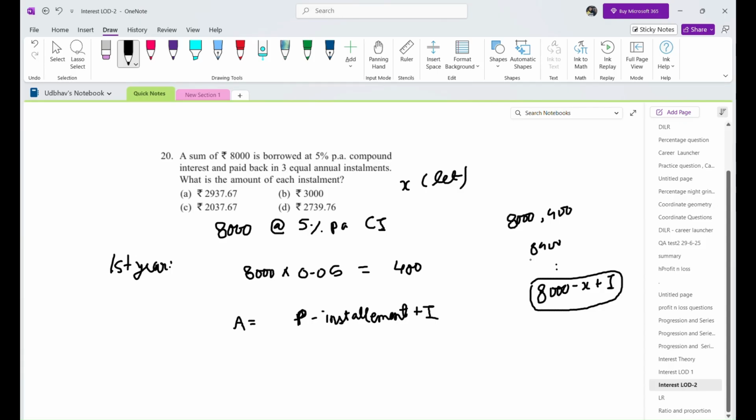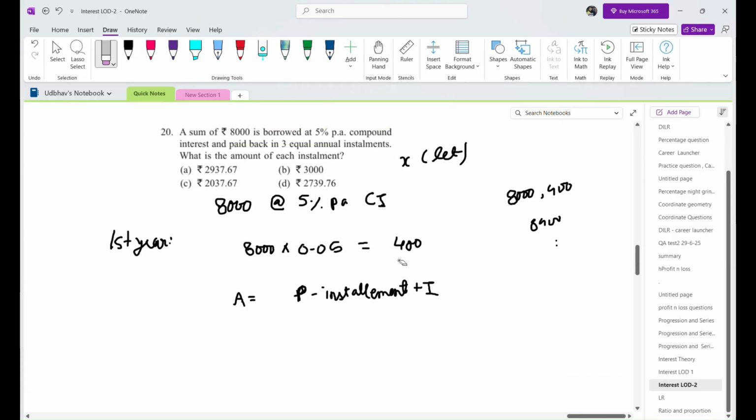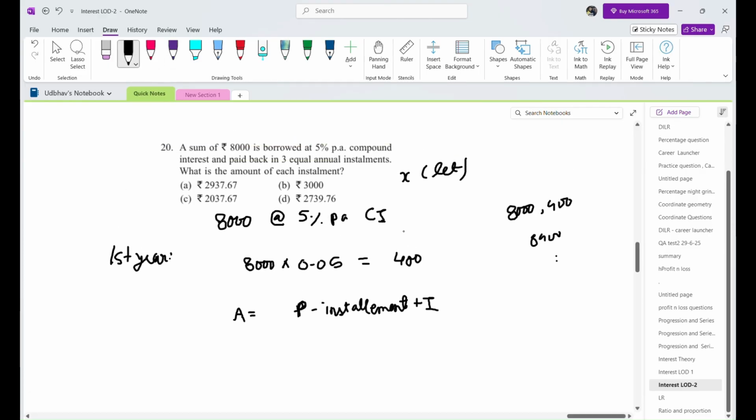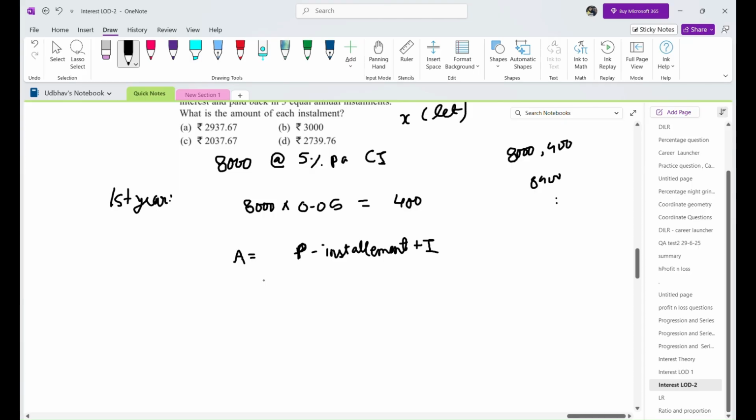So in the next year, because of the installment we paid, we have to pay less interest now. That is the concept of installment. That's why people do it. So the principal for the second year will be the principal of the first year minus the installment plus interest.